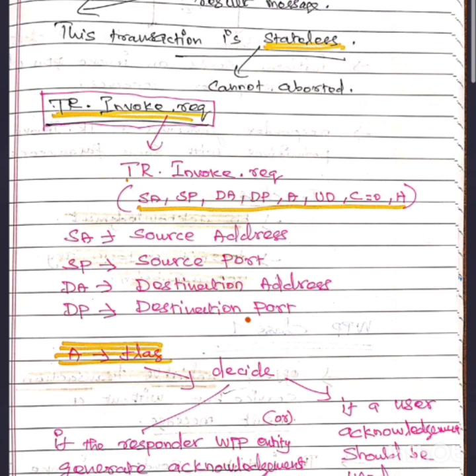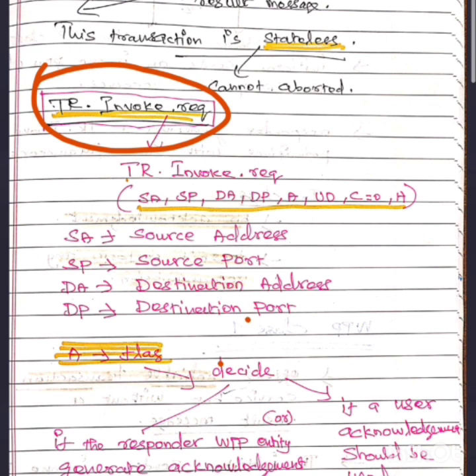Okay, now we are going to see the class 0 type wireless transaction protocol. It offers unreliable transaction. Unreliable transaction means if you send any request, you cannot expect any acknowledgement from the receiver side. This transaction is stateless. You cannot abort it, meaning if you want to cancel any transaction, you cannot do that. They are using one primitive, which is TR-invoke.request. This primitive has several parameters.